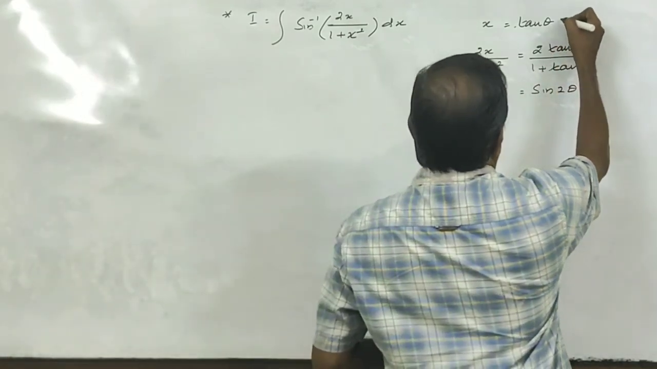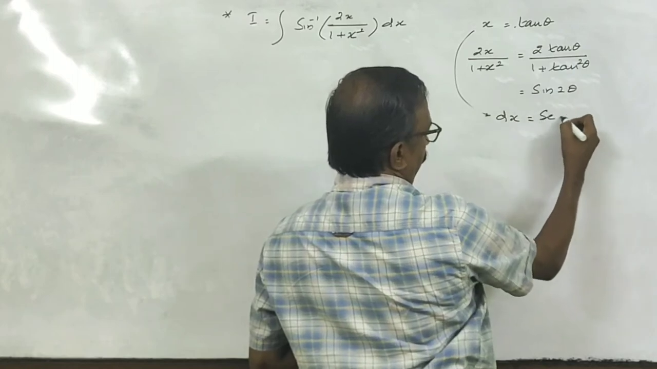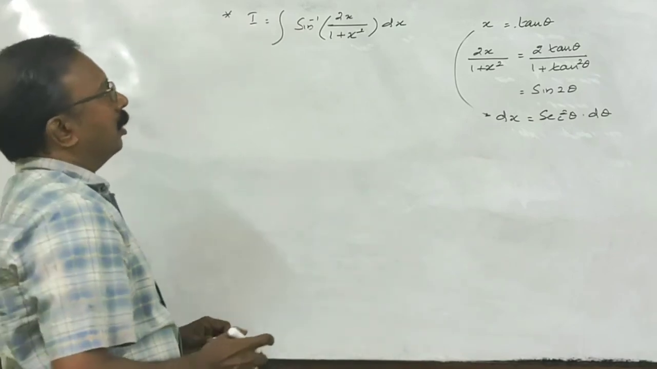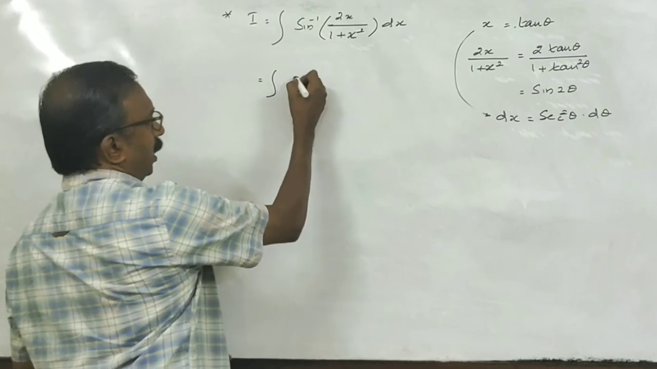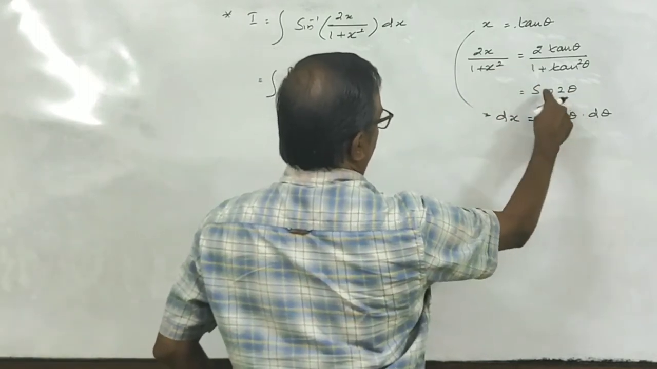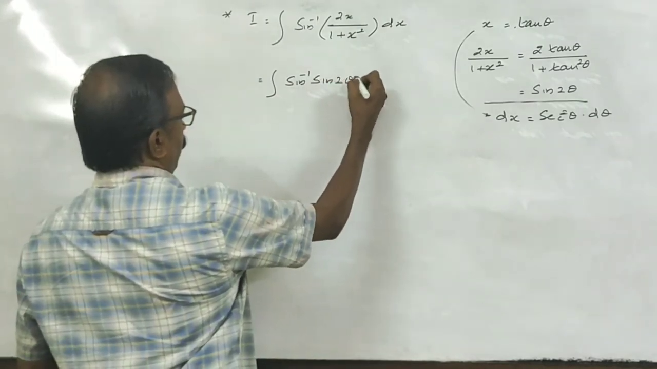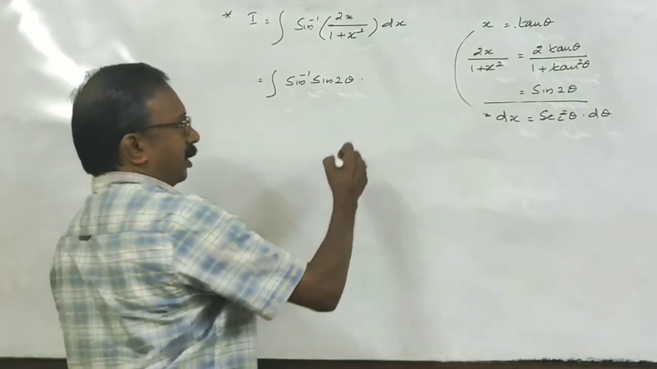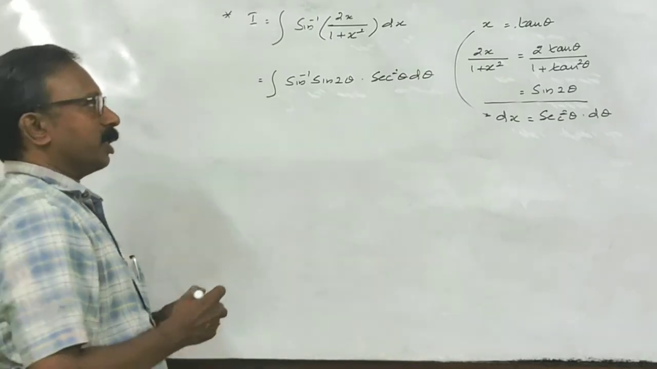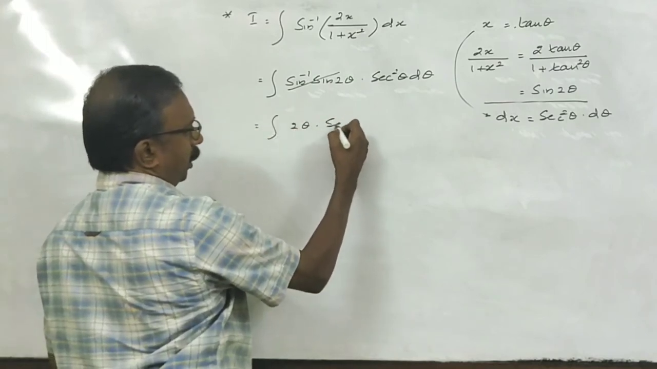And dx is equal to derivative of tan theta, that is sec square theta d theta. Now it becomes integral of sine inverse of 2x by 1 plus x square, which is sine inverse sine 2 theta, into dx, which is sec square theta into d theta. But sine inverse sine 2 theta is 2 theta. So 2 theta into sec square theta into d theta.